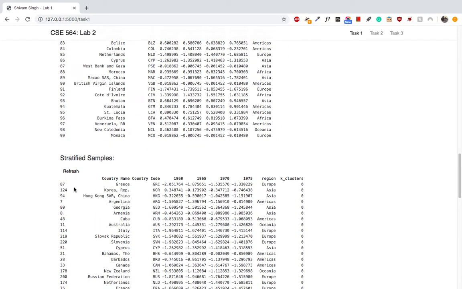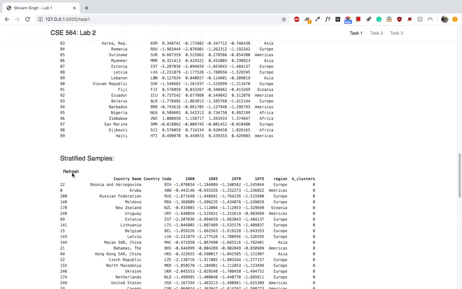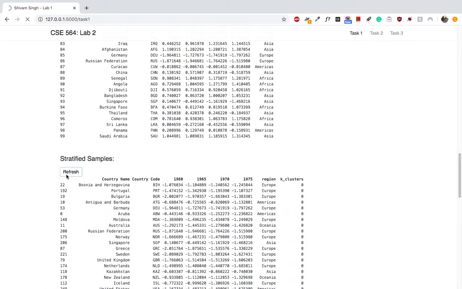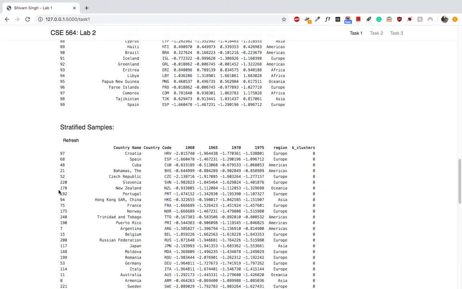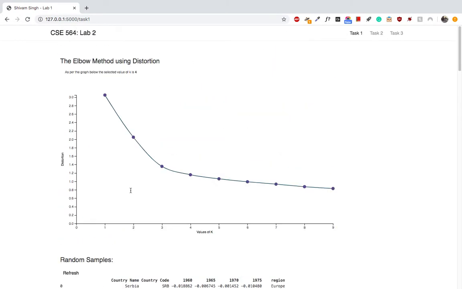I also allow users to refresh the data if they want. So when the refresh button is clicked, a fresh sampling of data is fetched from the backend. So now let's move to task 2.